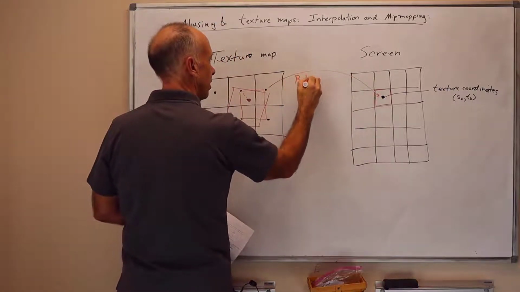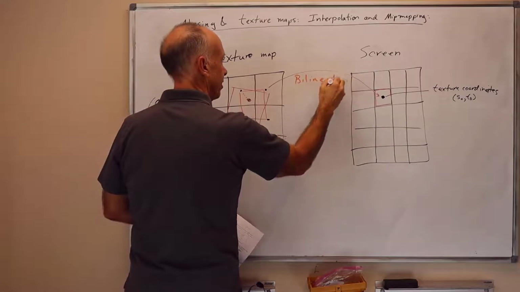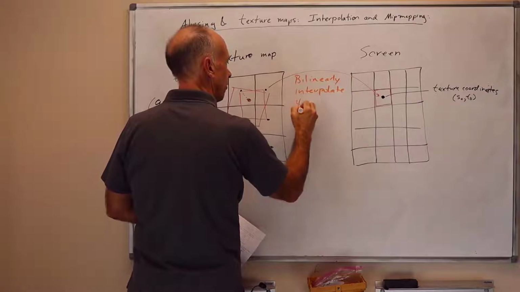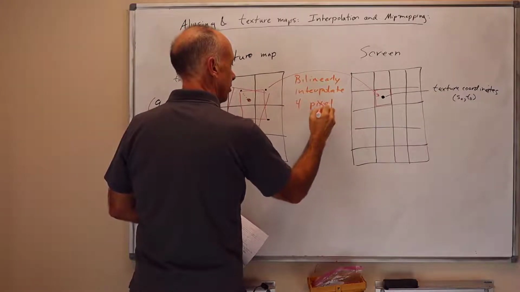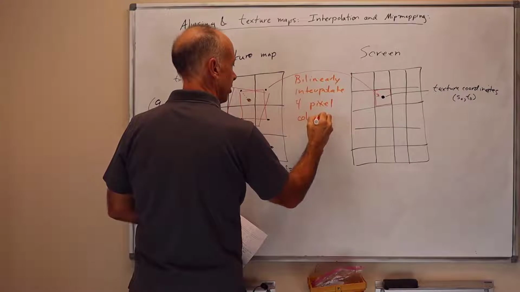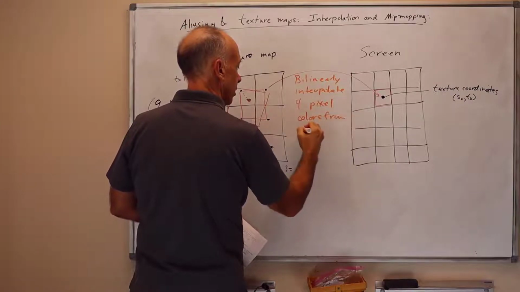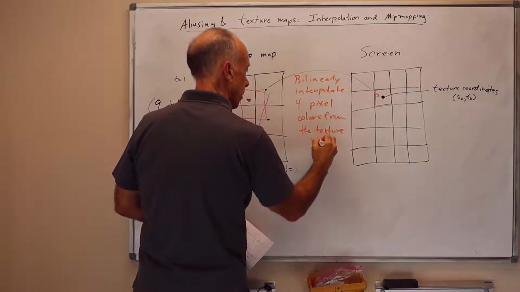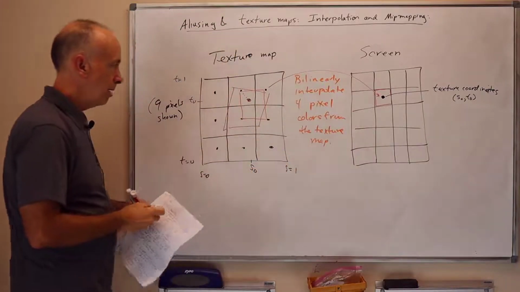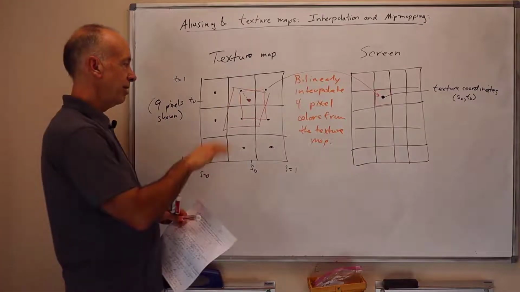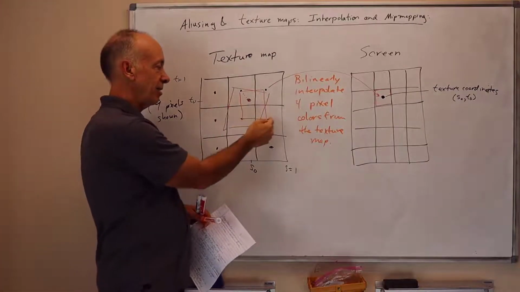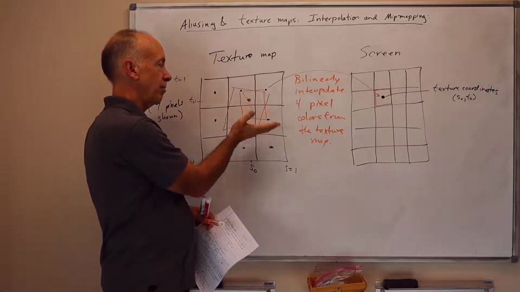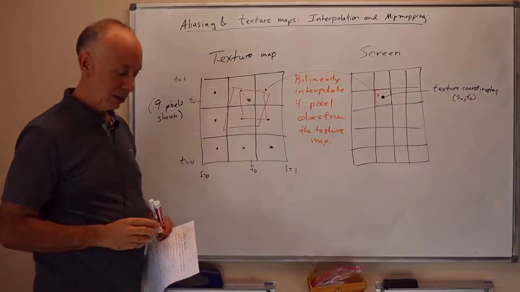We bilinearly interpolate 4 pixel colors, I'll call them, but they could be other values from the texture map. The bilinear interpolation is controlled by parameters alpha and beta. Alpha is the left-right position inside the square formed by these 4 pixel centers, and beta is the position from bottom to top in the same square.